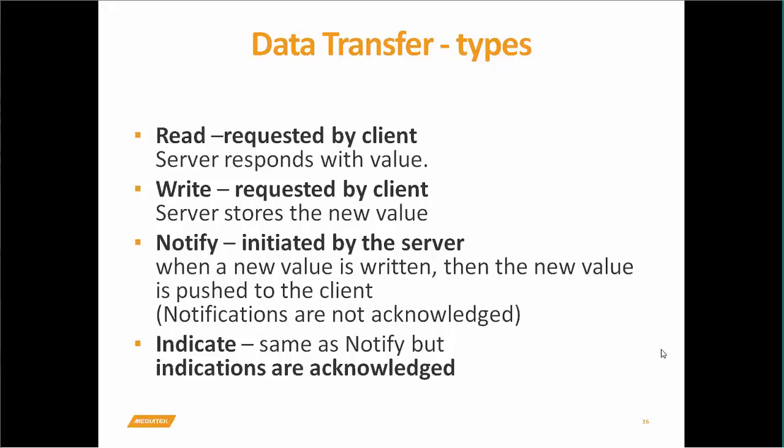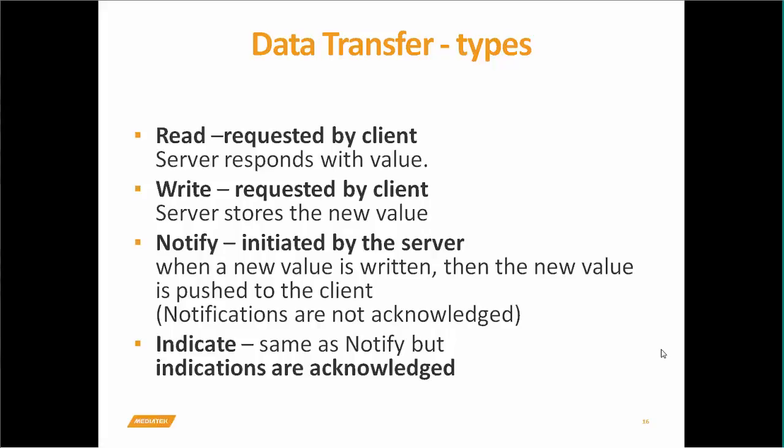Notify is indicated by the server. So the client lets the server know that it wants to be informed when this characteristic changes, and please give me the latest update. So you can say, please inform me every time the heart rate changes. And then every time the heart rate changes, the server will send a notification to the client, and then the client can read it out.